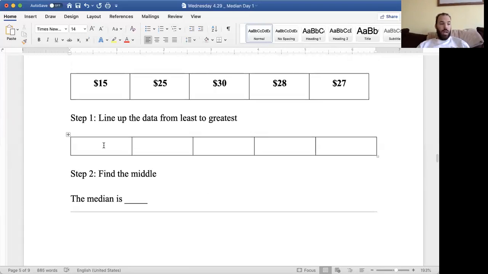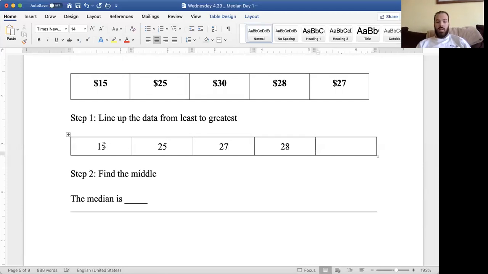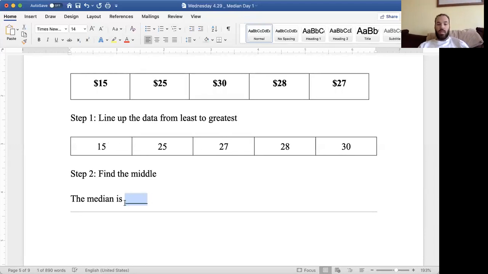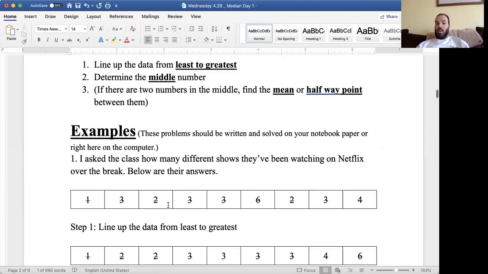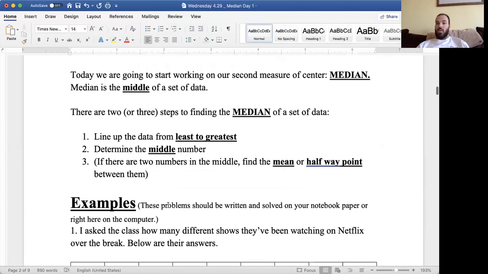For number 3, back to a lot more simpler one, 15, 25, 27, 28, and 30. And the middle of those numbers is 27, so the median is 27. If you got those all right, or if you've made your corrections, you're ready for problem set 2. Go ahead and pause the video, get started on problem set 2, and come back when you have your answers.